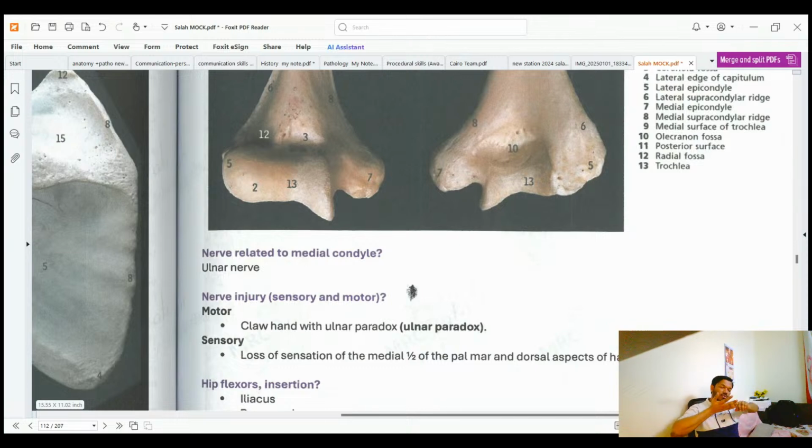Loss of sensation of the medial one third of the palmar and dorsal aspect of the hand and finger.